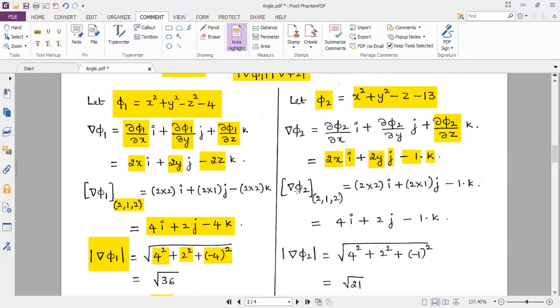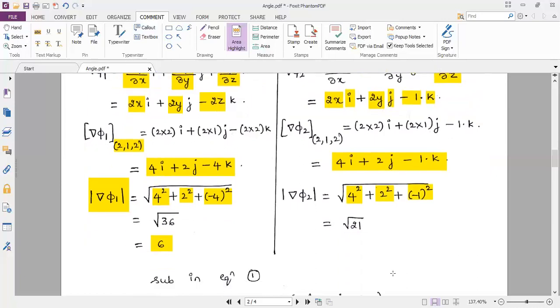Now we will find out grad phi2 at the given point. Given point is 2, 1, 2. Substituting x is equal to 2, y is equal to 1, z is equal to 2 in the grad phi2 expression, we get 4i plus 2j minus 1k. Now magnitude of grad phi2 is obtained by square root of sum of the squares of the components. So 4 square is 16, j component 2, so 2 square, k component minus 1, so minus 1 whole square. The sum under the root is 21.